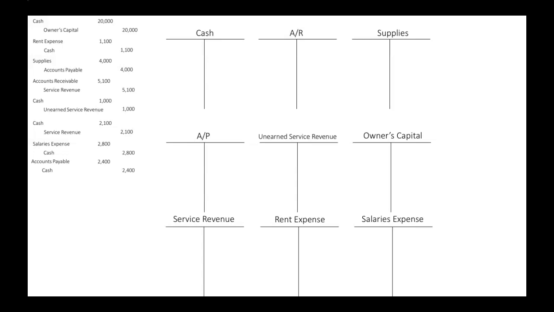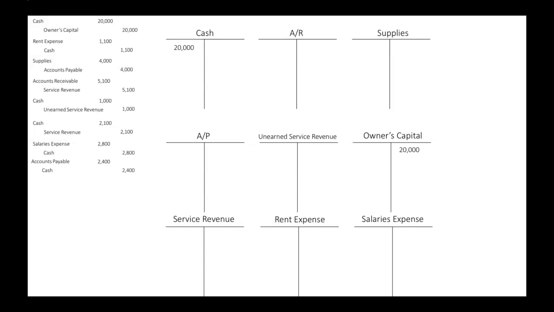Now, before we start posting our entries into T accounts, the left side of a T account is for debits, and the right side is for credits. So we're going to reference all of our entries over on the left side of the screen and post those into these T accounts. So the first journal entry that we had was a debit to cash and a credit to owner's capital of $20,000. So we'll put that $20,000 over on the debit side of your cash T account, and the $20,000 on the credit side of your owner's capital T account. So now you've posted that entry into T accounts.